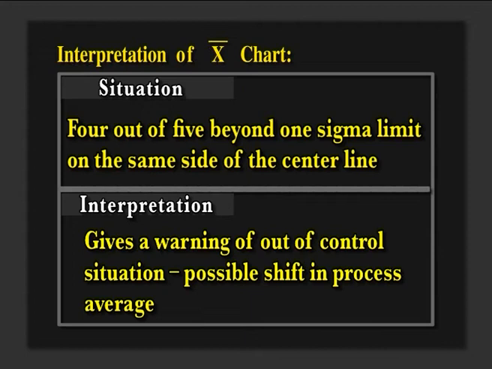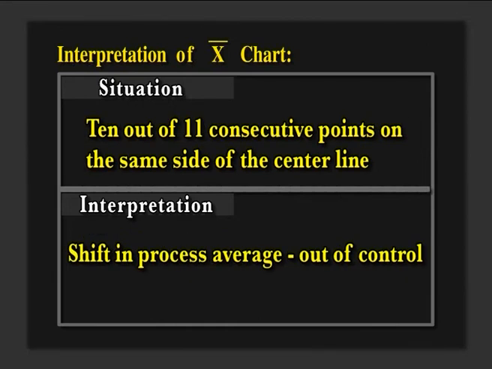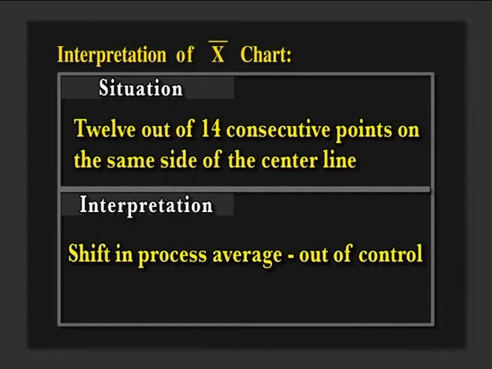4 out of 5 beyond 1 sigma limit on the same side of the central line again gives a warning of out of control situation, possible shift in the process average. 10 out of 11 consecutive points on the same side of the central line also explains shift in process average, hence the situation is out of control. 12 out of 14 consecutive points on the same side of the central line indicates shift in process average, so the situation is out of control.